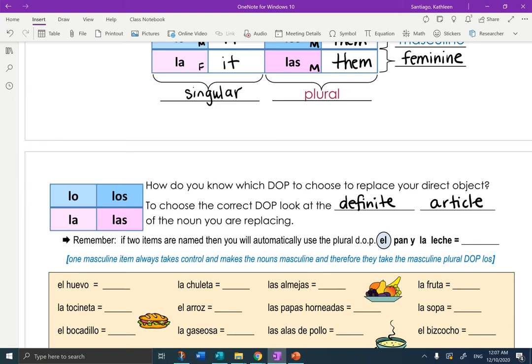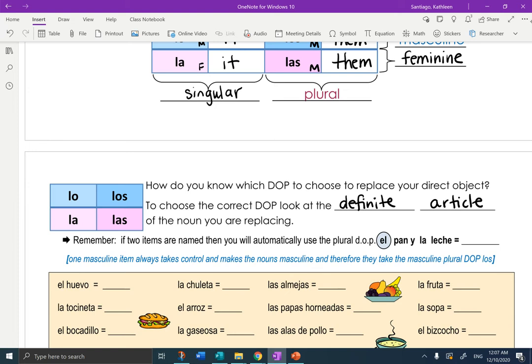But remember, if 2 items are named, then you automatically use the plural DOP. But be careful, if I was talking about buying el pan y la leche, one is masculine and one is feminine.